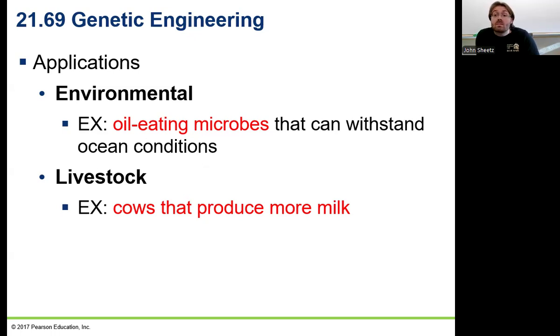We've also used it to genetically modify our livestock. So the production of our livestock has quadrupled, as has the production of most of our plants over the last 100 years. Because of genetic engineering, it's been super helpful for us, and it's the only reason we can feed the world.